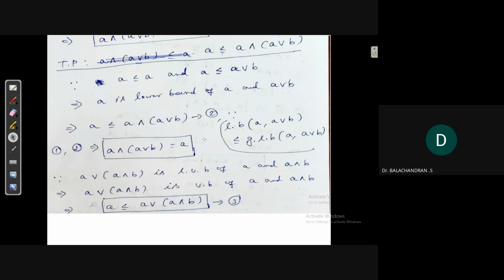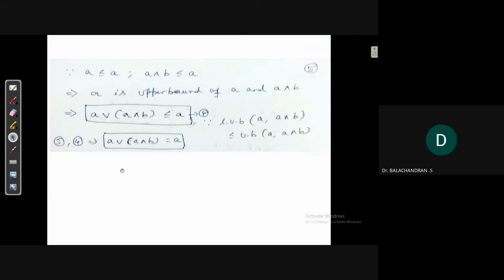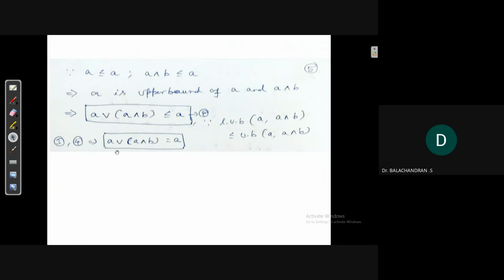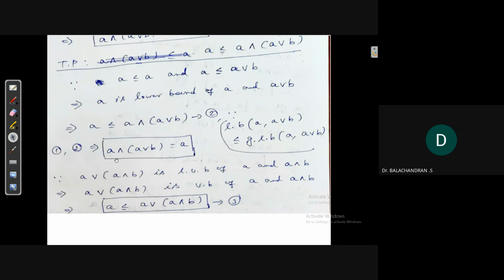Second one, okay, what is the second one? I will show the second one and then I'll come to the proof. The second one is A or (A and B) equal to what? A. So for this I need to prove A ≤ A or (A and B). Similarly, A or (A and B) ≤ A. Up to this step we discussed.